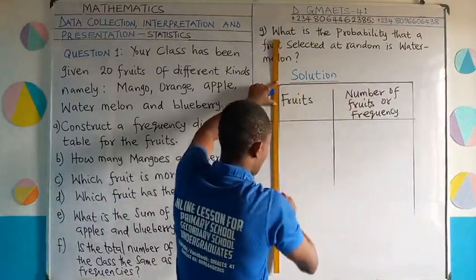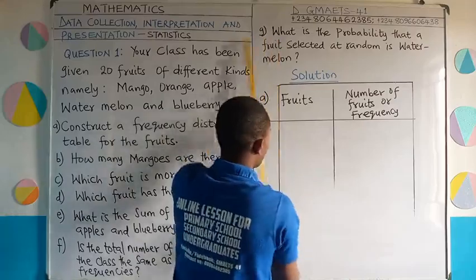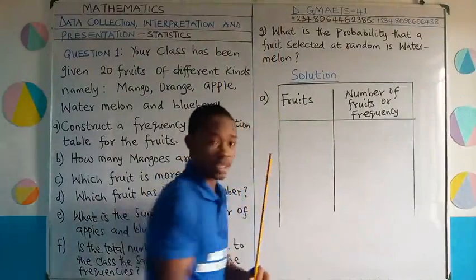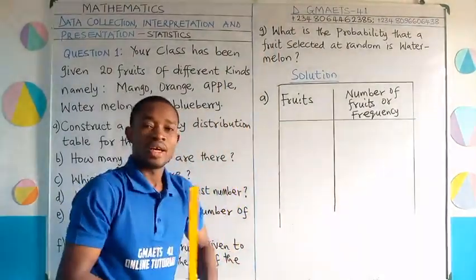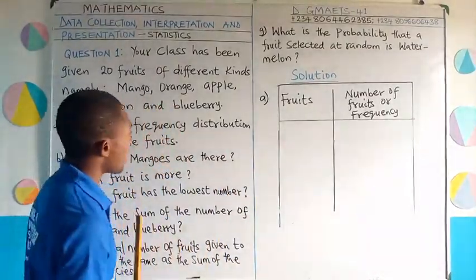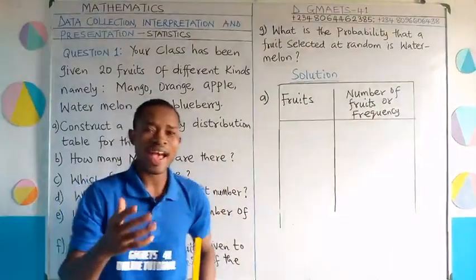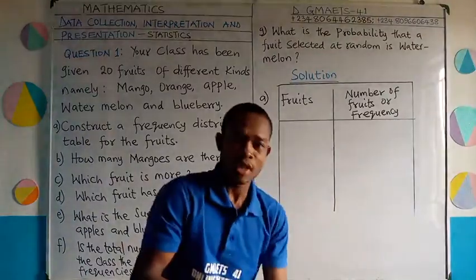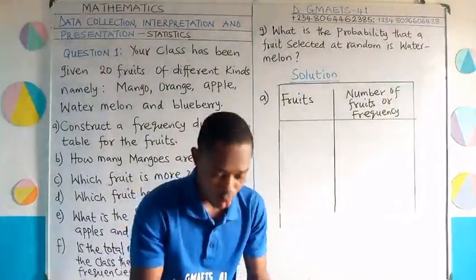Try to draw the table. Okay, so let's leave it up this way first. We're going to close the table down when we are done putting in the fruits and their numbers. That is the frequency, how many they are. Alright, so which fruits do we have in our fruit bag? So let's find out. Let's find out the number of fruits. Are you ready? So just watch.